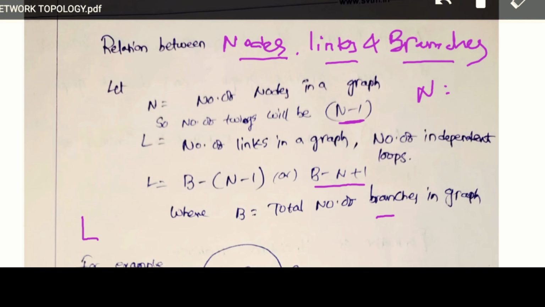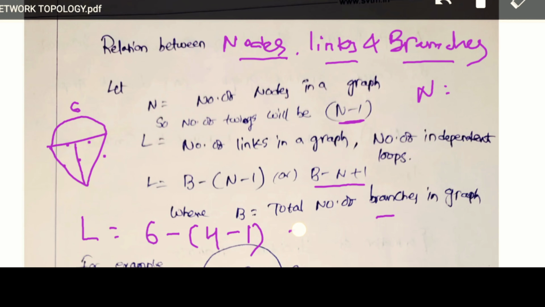Suppose we want the number of links L for 6 branches. Previously we assumed one diagram in which 6 branches are there, 1, 2, 3, 4, 5, 6. This is the 6th branch. 6 minus (number of nodes 4 minus 1), that is 6 minus 3, gives 3. 3 links are possible. 3 loops are possible if the graph is like this. That is the relation between links, nodes and branches.